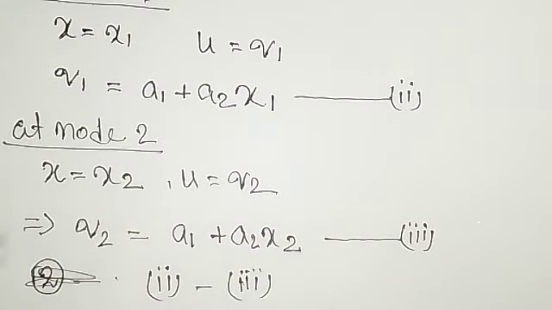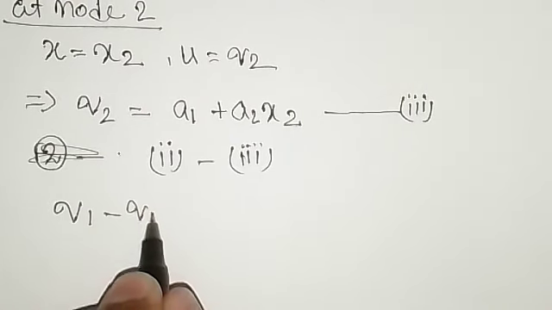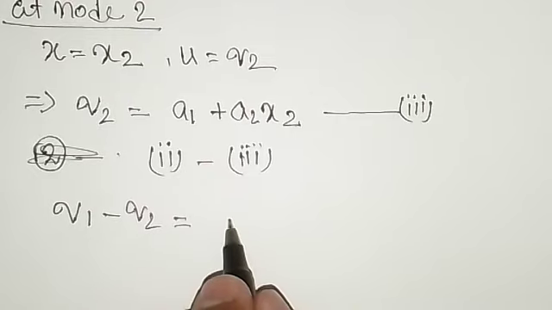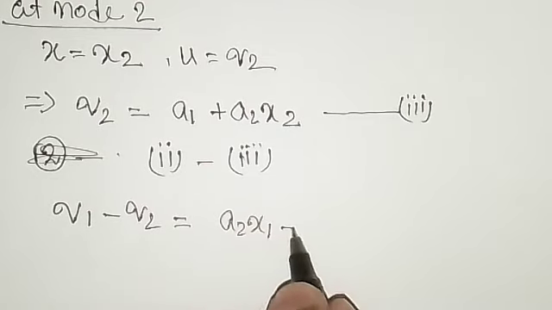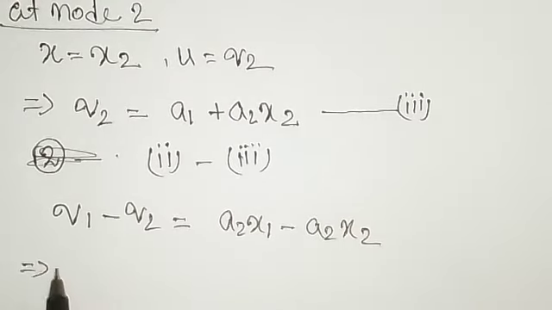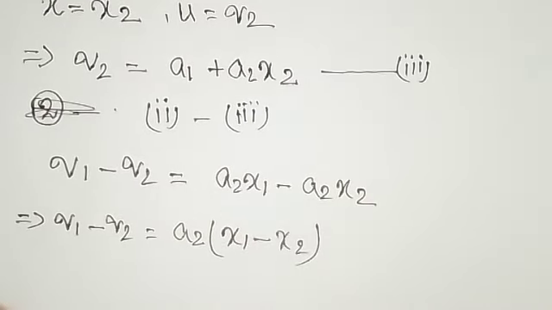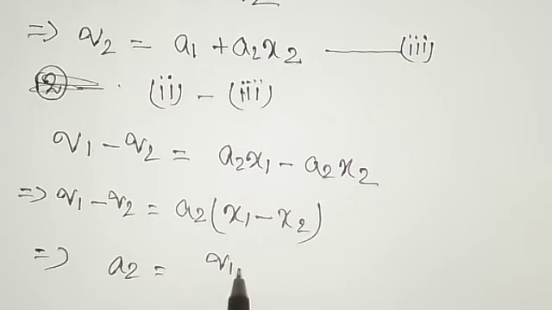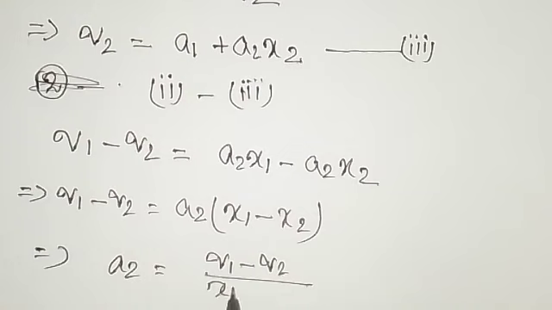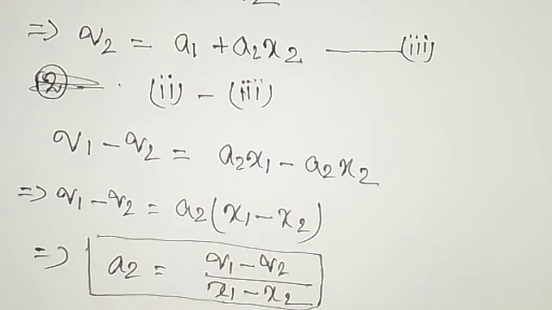So a1 will get cancelled, right? On simplification, that equation will become q1 minus q2 is equal to a2 x1 minus a2 x2, right? a1 gets cancelled from both. So this will become q1 minus q2 is equal to a2 common, that is x1 minus x2, right? So the first arbitrary constant we got, that is a2 is equal to q1 minus q2 upon x1 minus x2. So the first arbitrary constant value you got is a2.